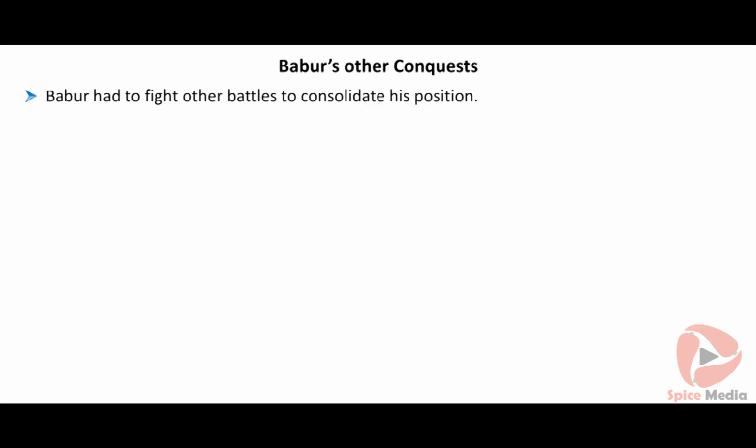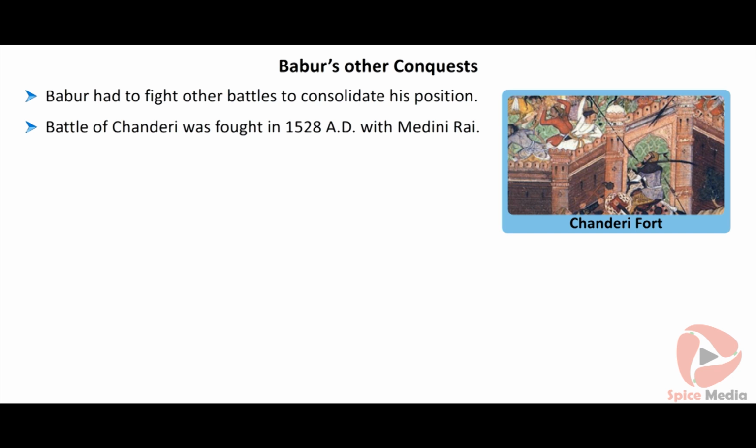Babur had to fight other battles to consolidate his position. The Battle of Chanderi was fought in 1528 AD with Medini Rai. The Battle of Gogra was fought in 1529 with Muhammad Lodi, and he was victorious in all these battles and very efficiently consolidated his empire in India.